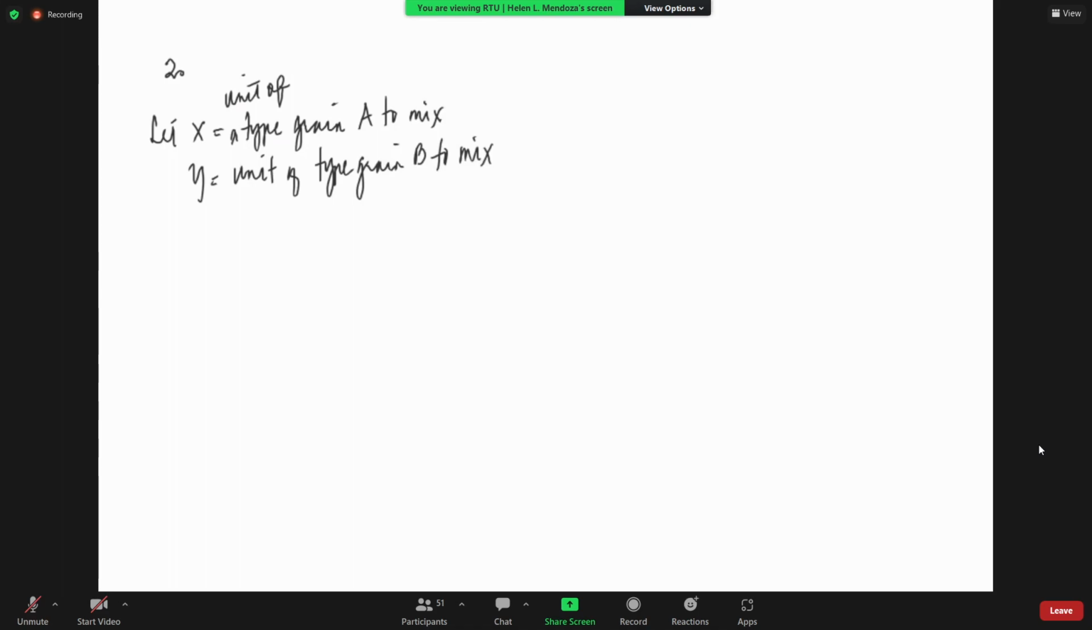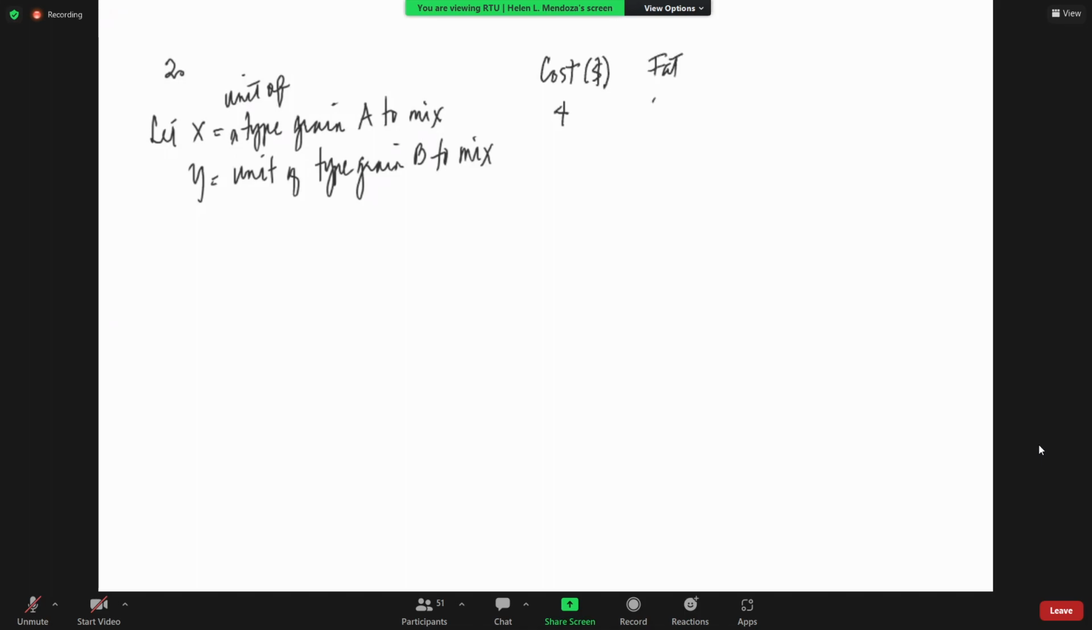Katulad ng sabi ko sa inyo, it is a lot better to come up with a table of values so that you can easily follow. Tama naman yung ginawa kanina ni Gabarda. So you have here each unit of grain A cost 4. So nauna yung cost. So this is in dollars. So this is 4. Contains 20 grams of fat.